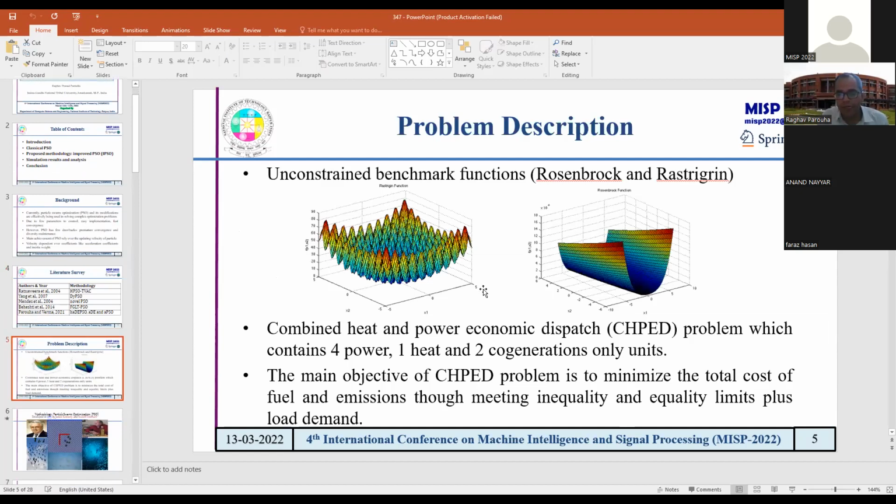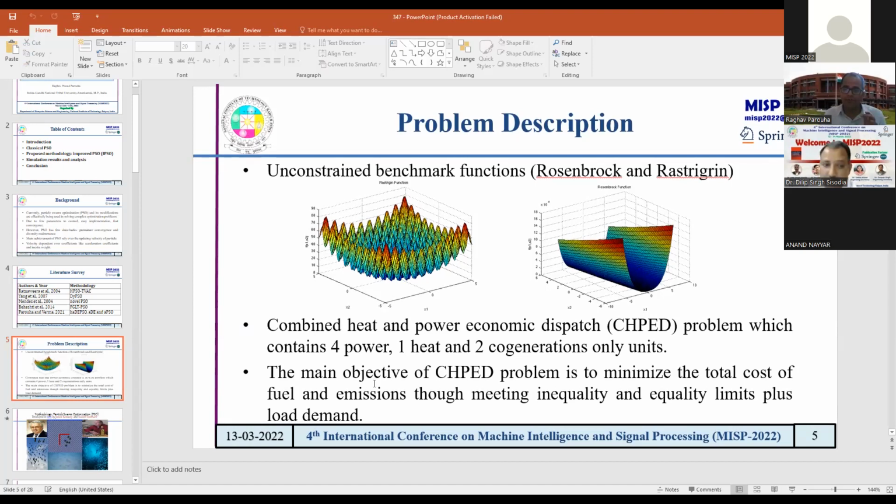So in this paper, we generated a new PSO algorithm and checked it first on unconstrained benchmark functions, using two benchmarks, Rastrigin and Rosenbrock functions. Then we applied it to the combined heat and power economic load dispatch problem, which has four power units, one heat unit, and two cogeneration units. The main objective of this paper is to minimize the total cost of fuel and emission while meeting the inequality and equality constraints plus the load demand.